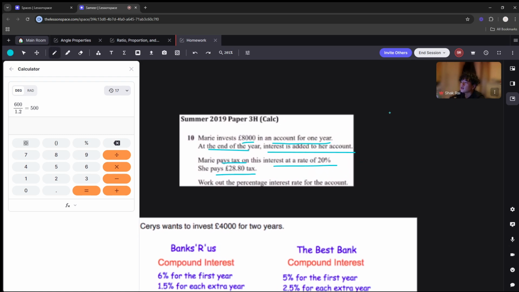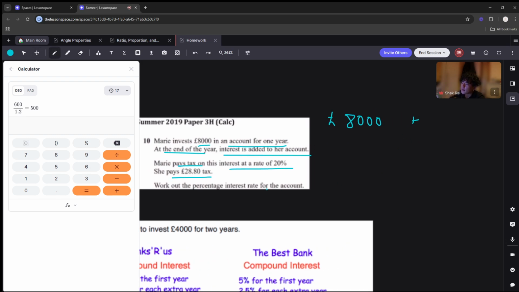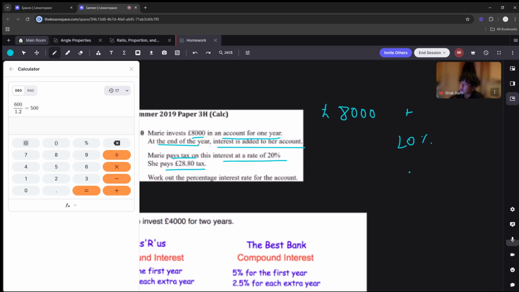Okay, so £8,000 in 1 year. At the end of the year, the interest is added to her account. Bang. So Marie pays tax on this interest at a rate of 20%. So 20% VAT. More than VAT. It's not value added tax, it's completely different. Anyways, that's interest taxed. She pays £28.80 tax.